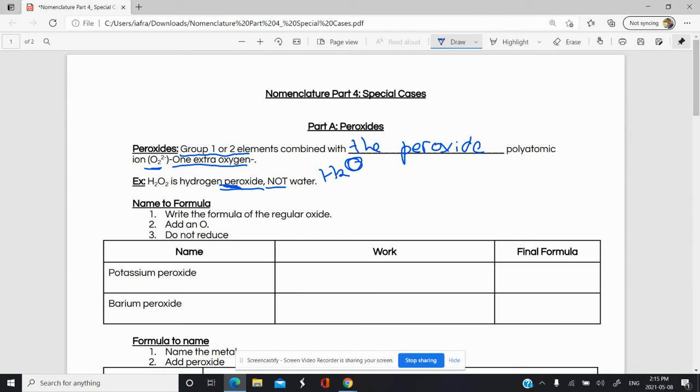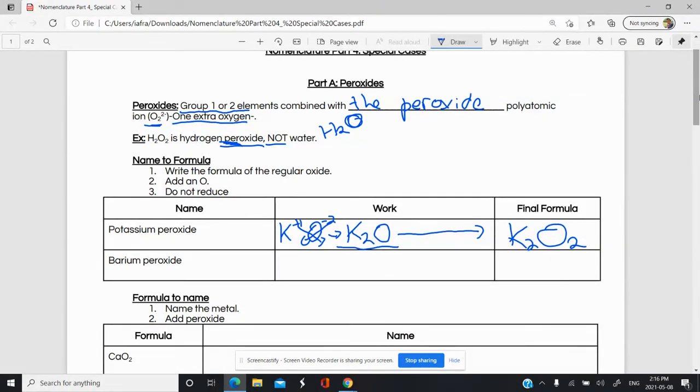So for example, potassium peroxide. I'm going to do my crisscross to make the regular oxide. So it's going to be K plus 1, O minus 2, crisscross, and I get K2O. And then in my last step, I'm going to add an O. So I'm going to have K2O2 and don't reduce, and that's potassium peroxide, as opposed to potassium oxide, which is just K2O.